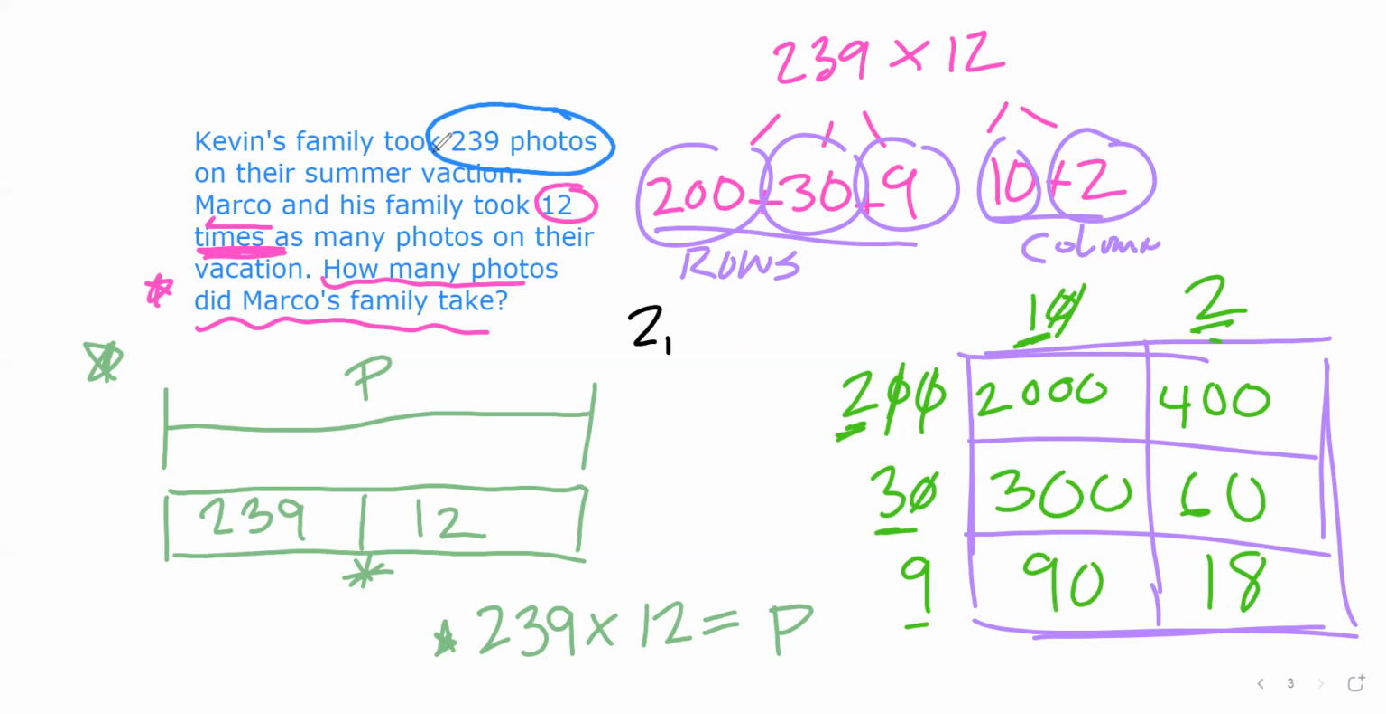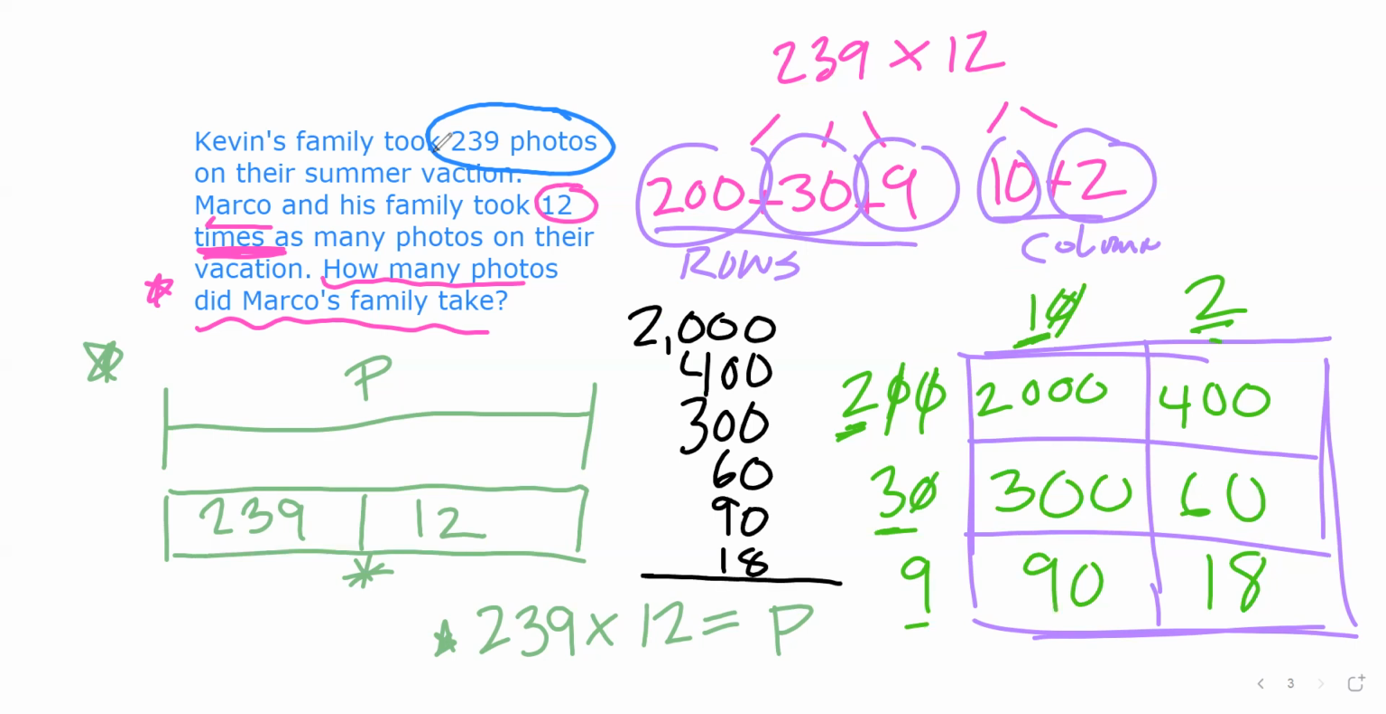So we're going to go 2000. Dang, they took a lot of photos. 400, 300. Marco's family is on photo patrol. And then 90 and 18. Oh no, that's going to get in the way of my equation. Hold on. I got to erase my equation and move it over.